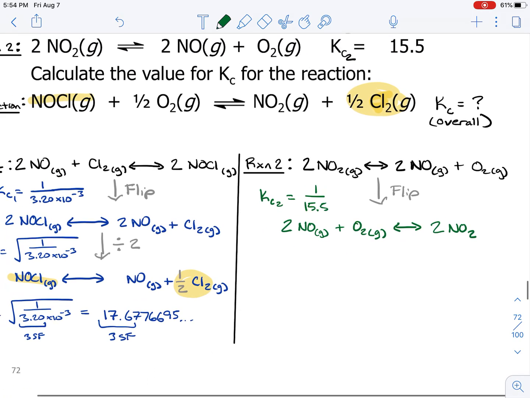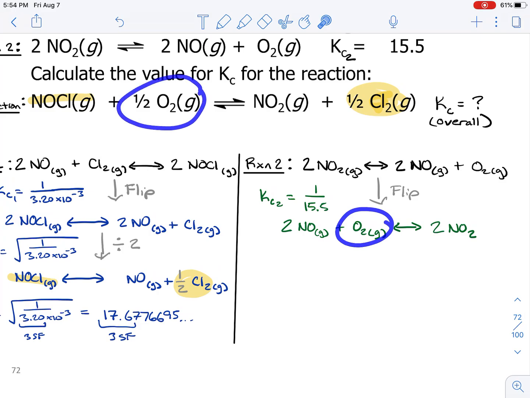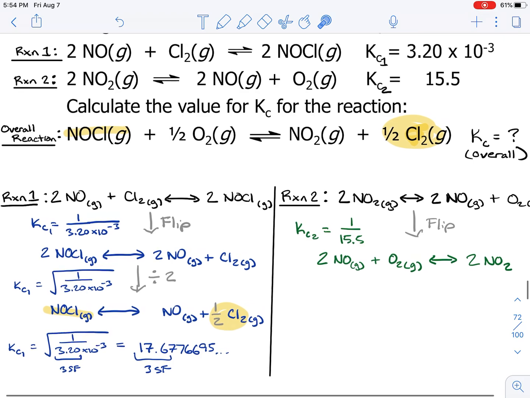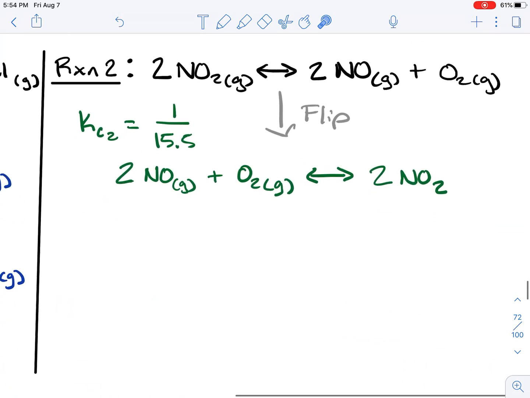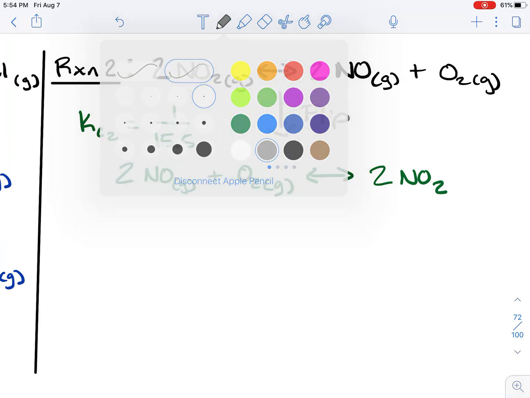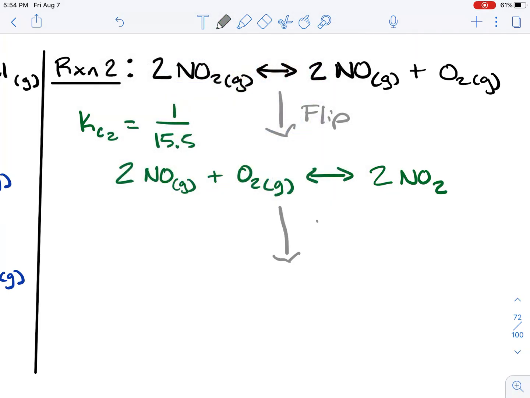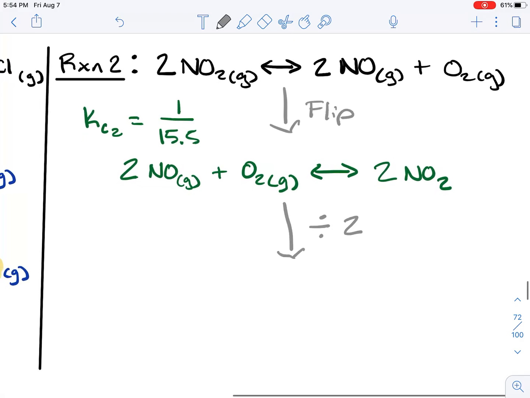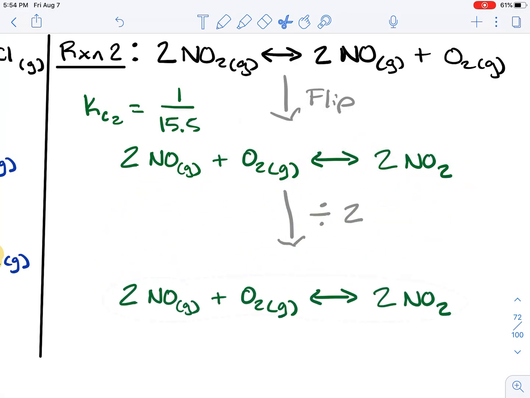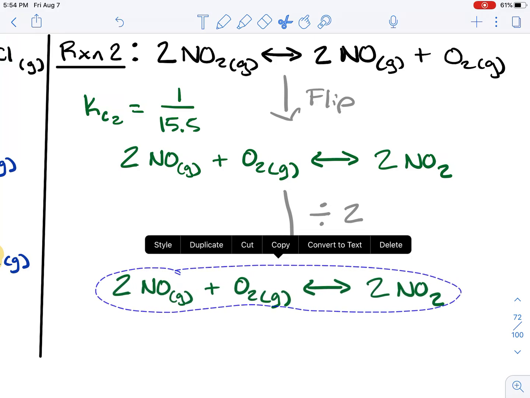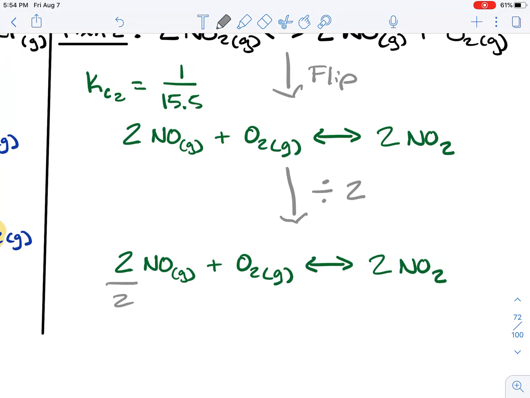All right, so notice how my O2 is now on the left-hand side, which is awesome because it's now looking like my overall chemical reaction. However, there's a problem. This is 1/2, but this is 1. And so this is going to prompt me to do another manipulation. The second manipulation involves dividing this chemical reaction by 2. So I'm going to take this guy, duplicate it, and divide everything by 2.